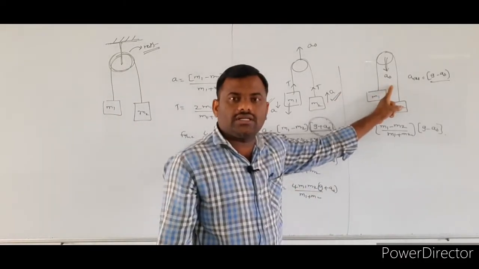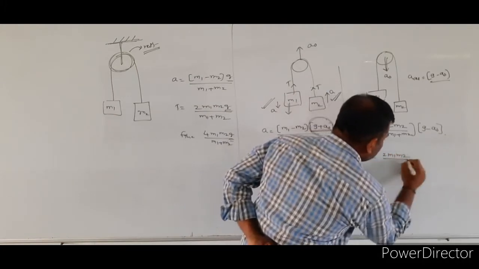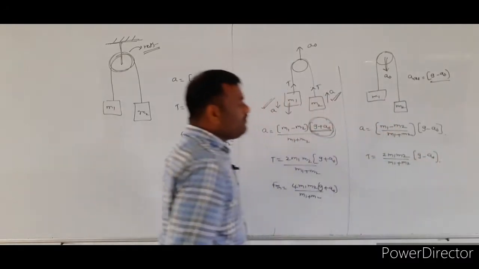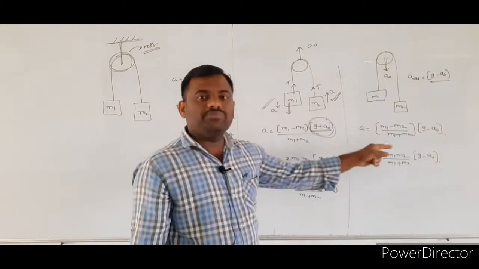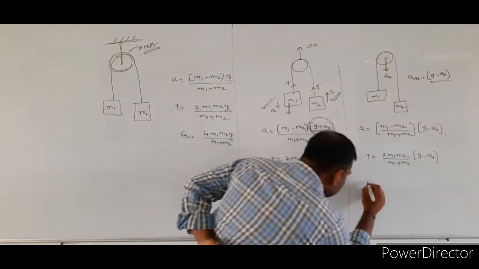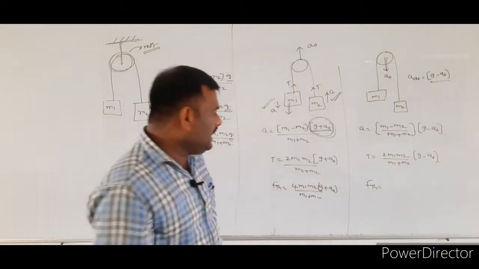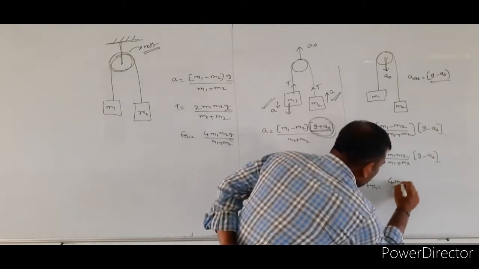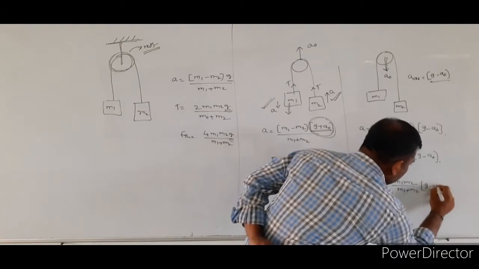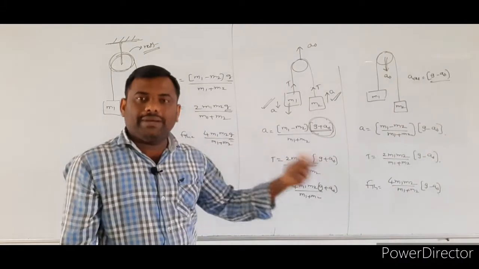If the pulley block system is moving in the downward direction with a constant acceleration of a naught, again the tension developed within the string is given by T equals 2 m1 m2 by (m1 plus m2) into (g minus a naught). Similarly, the thrust acting on the pulley is given by F thrust equals 4 m1 m2 by (m1 plus m2) into (g minus a naught). So these are the three different applications.